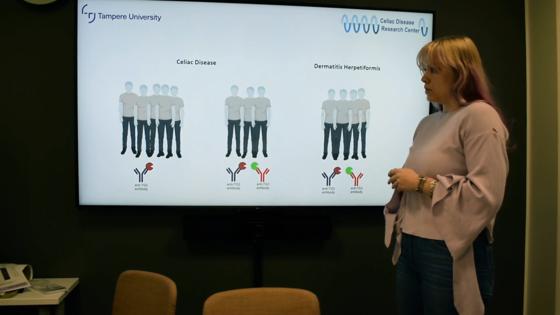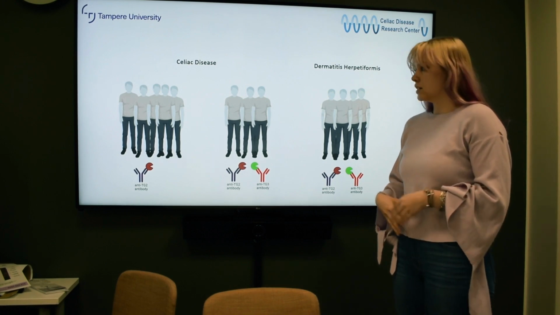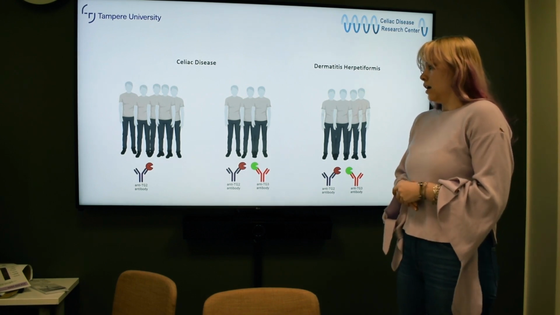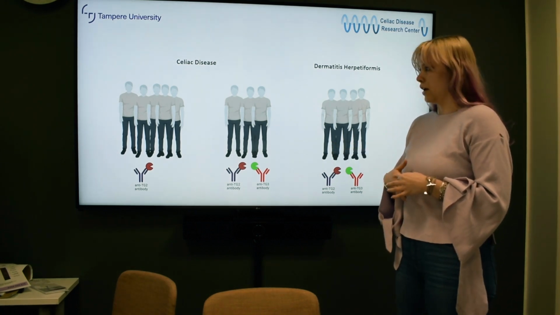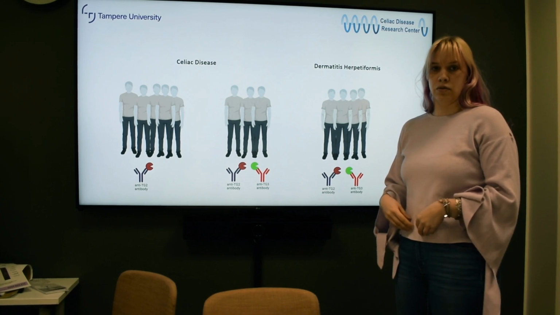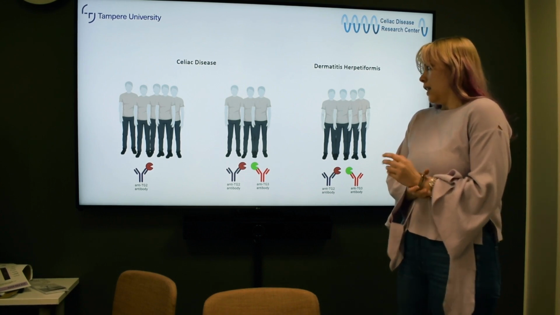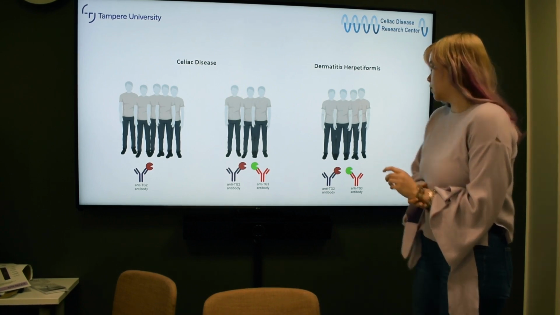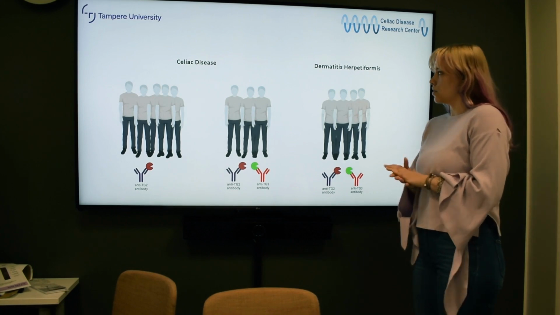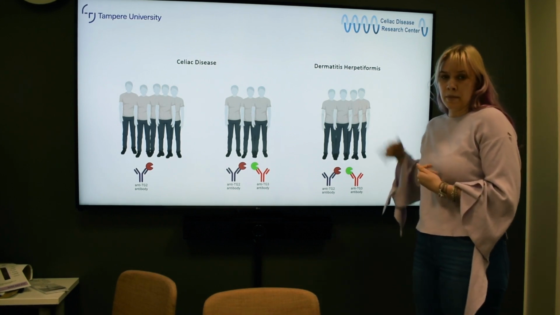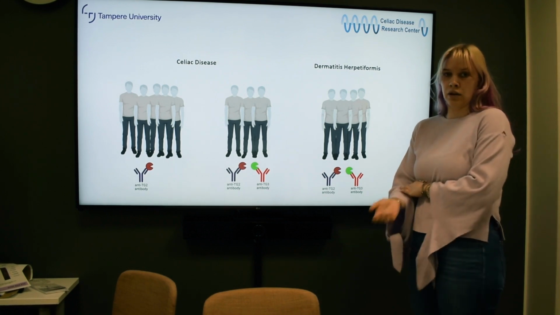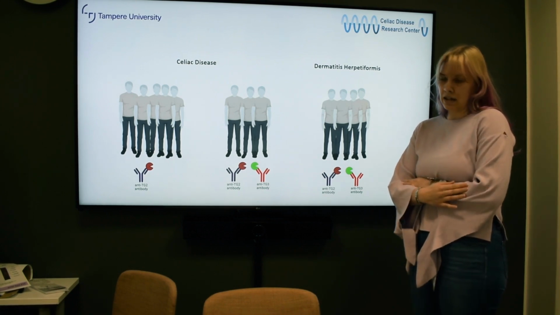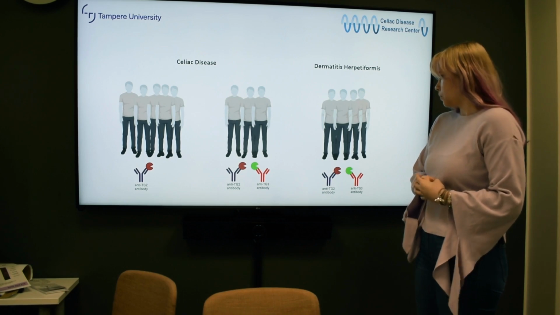Although celiac disease is known as a gut disease, an intestinal disease, about 60% of celiac disease patients also suffer from extraintestinal manifestations, so symptoms outside of the gut. The most common of these is dermatitis herpetiformis, in which the patients get a symmetrical blistering rash on the skin when they eat gluten.